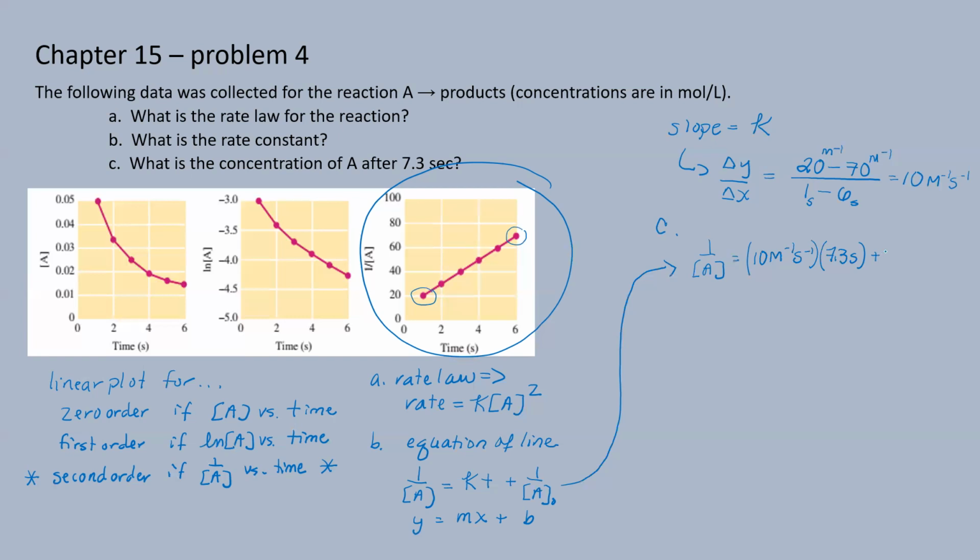Now, initially, that should be the y-intercept. So if you extend this line down, the y-intercept is 10. So if we solve for A, we get 0.012.